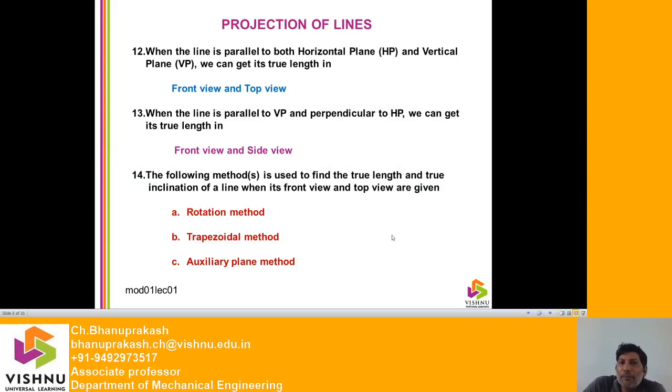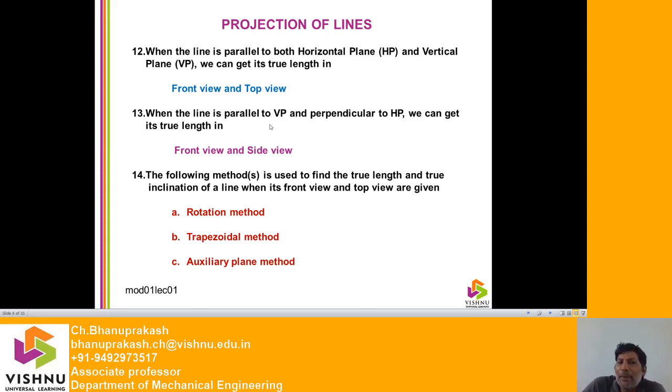Now we will discuss some projections of lines. When the line is parallel to both the principal planes, the horizontal plane and the vertical plane, principal planes meaning nothing but the horizontal plane and vertical plane, we can get its true length. Where will we get the true length? If the line is parallel to both HP and VP, obviously the true length you will get in the front view as well as in the top view.